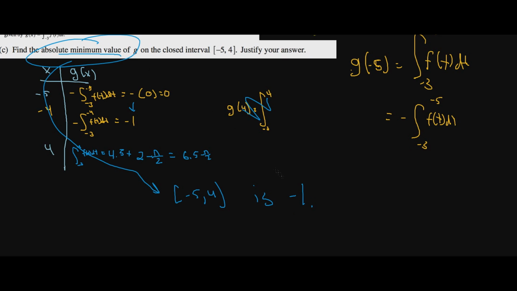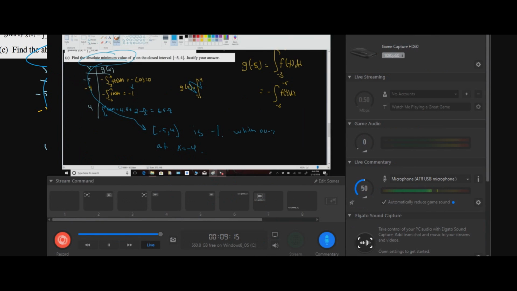And if you're just confused, you could say the absolute minimum value of g on the closed interval is -1, which occurs at x equals -4, just if you feel like you want to include both points, okay? With that being said, that concludes this free response.